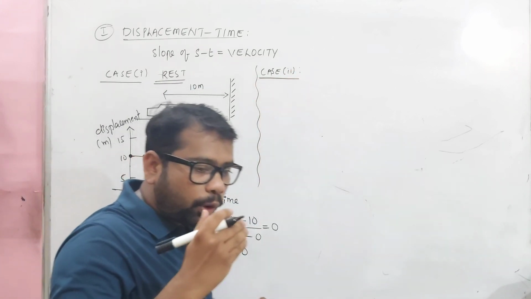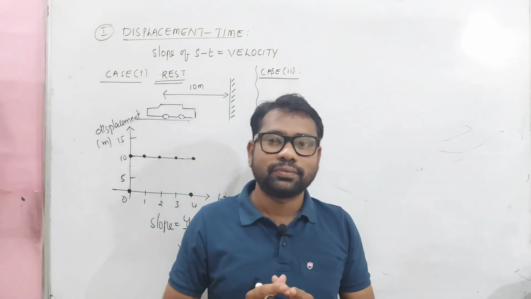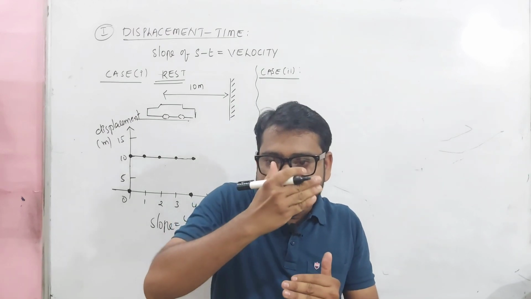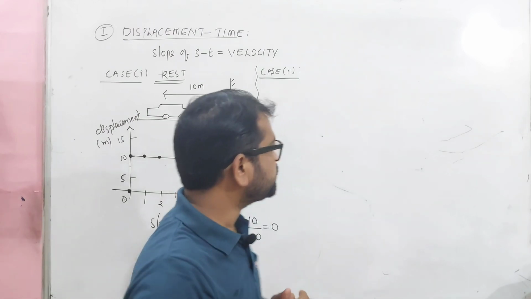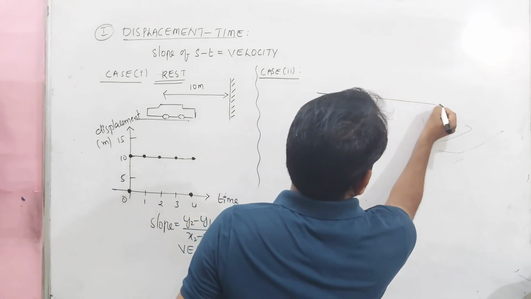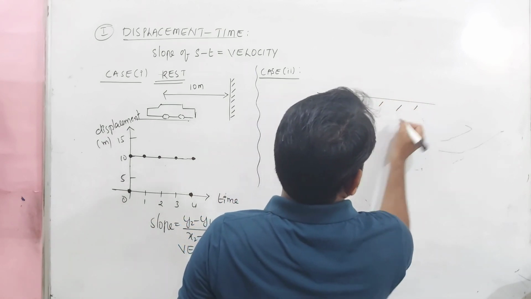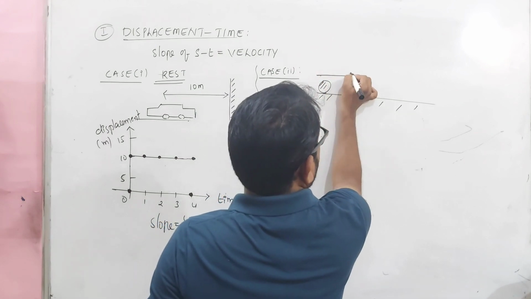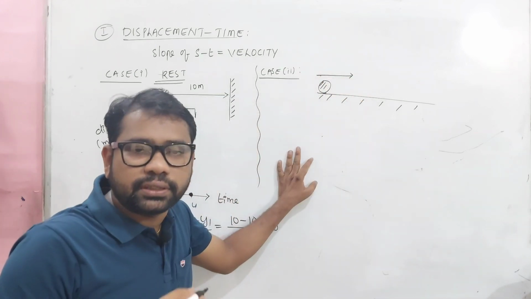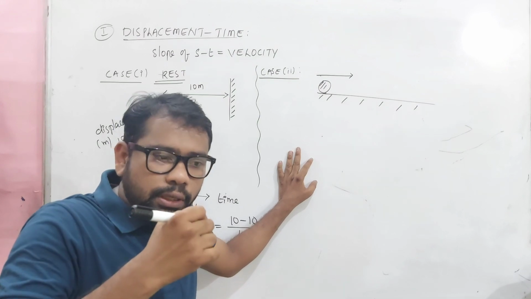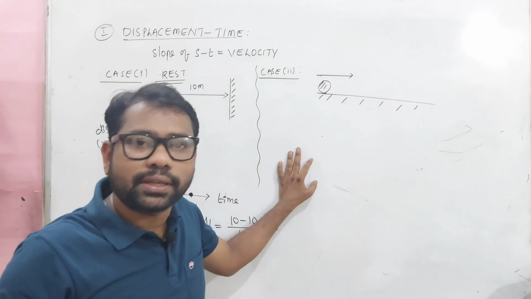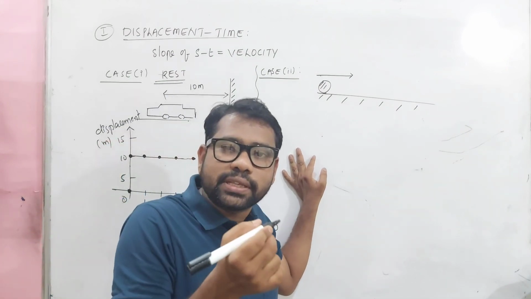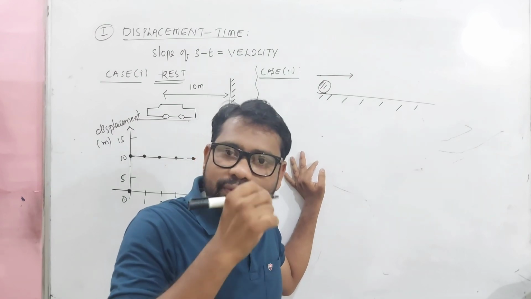Here the body is changing its position with respect to its surroundings. The body is going along a straight line path. For suppose, teacher, let us take a case: a straight line path, and the body is moving like this. It is moving in such a way that the displacement is changing continuously. As we know, whenever a body is changing its displacement, obviously it will have some velocity.